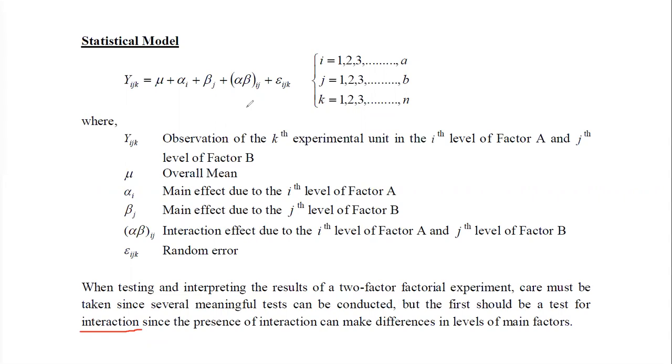The first hypothesis you are going to test is for the interaction. If and only if the interaction is not significant, meaning there is no significant interaction, then we can go for testing of the main effects. Only then can we go for testing of main effects. We'll see how this hierarchical manner of hypothesis testing is carried out.